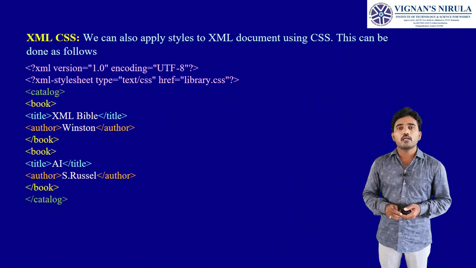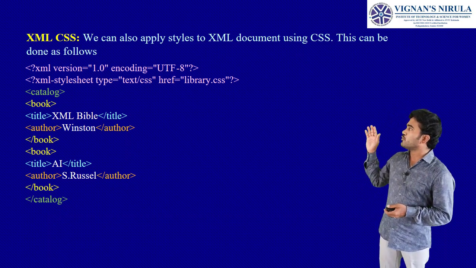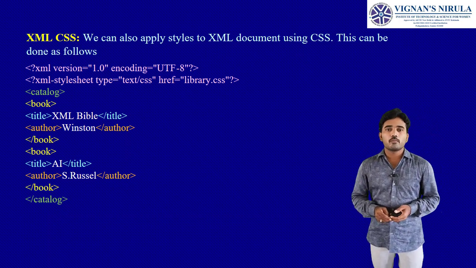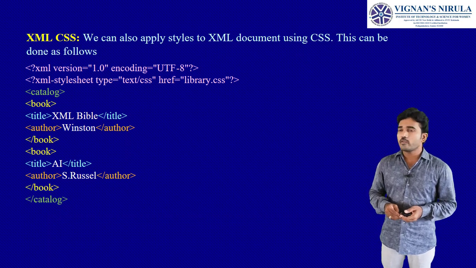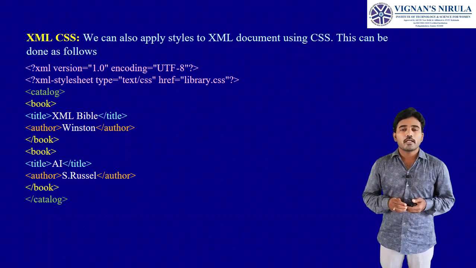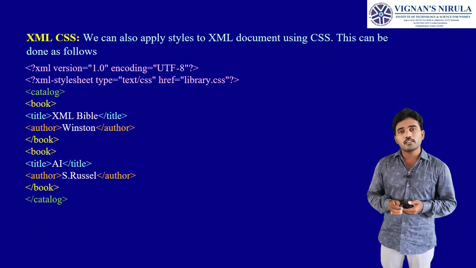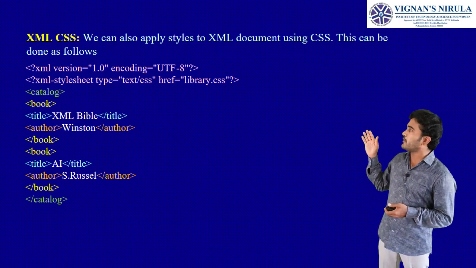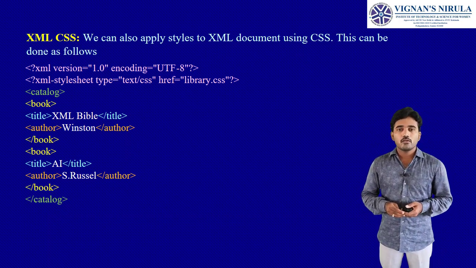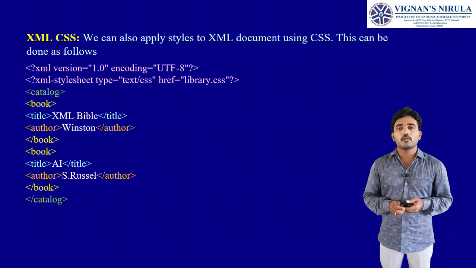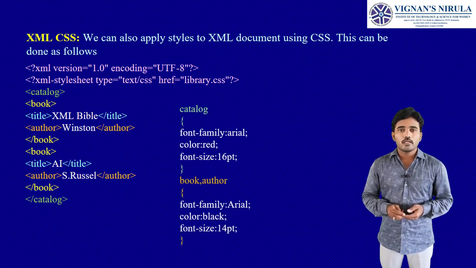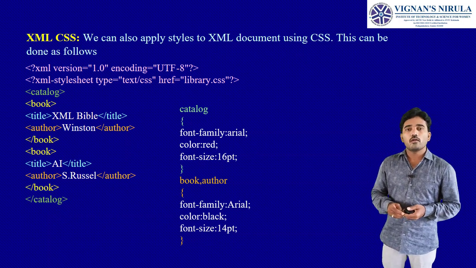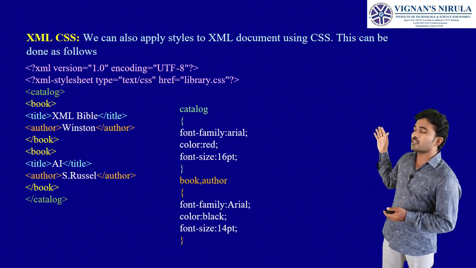See here I have used the catalog root element, then I have used two books. It means the book element is used twice, and the book is a container element which again consists of two child elements, that is title and author. So here the namespace is used for the book element as well as the title and author. Understood?